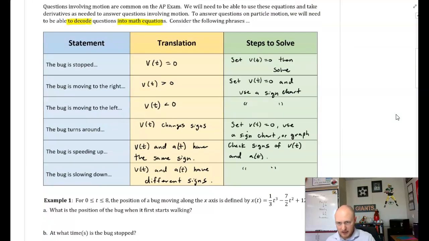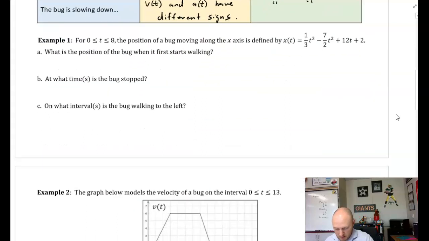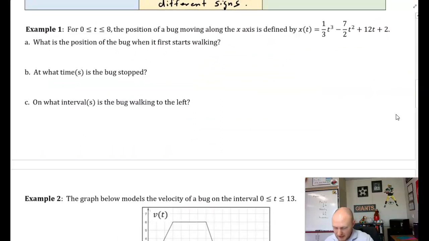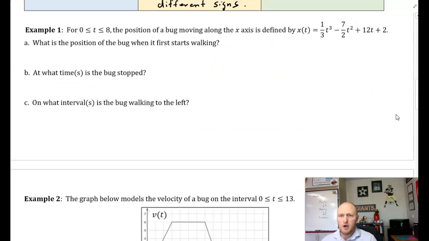Let's go ahead and look at a problem and tie all of this together. Example number 1. For 0 less than or equal to t less than or equal to 8, the position of a bug moving along an x-axis is defined by x of t. And here is x of t. What is the position of the bug when it first starts walking?